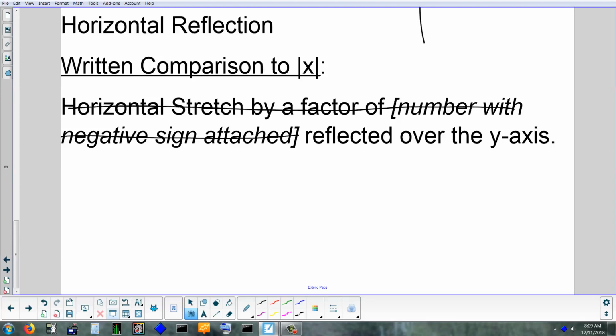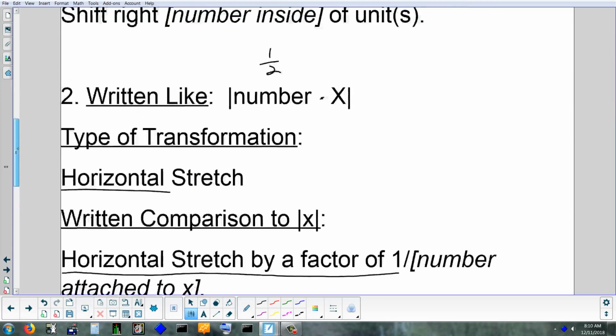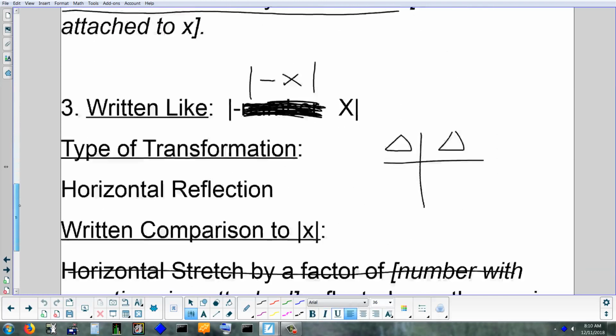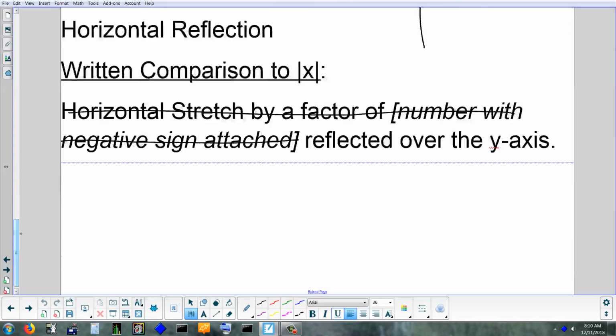If there was a number with the x, well, that's what we talked about. But that's what we talked about right here. So that's different. If you have a number with the x, we'll do one like that. But if you have just a negative with the x, that's a reflection over the y-axis. All right, so we did the 3 things that are inside. Horizontal shift, horizontal stretch, horizontal reflection.